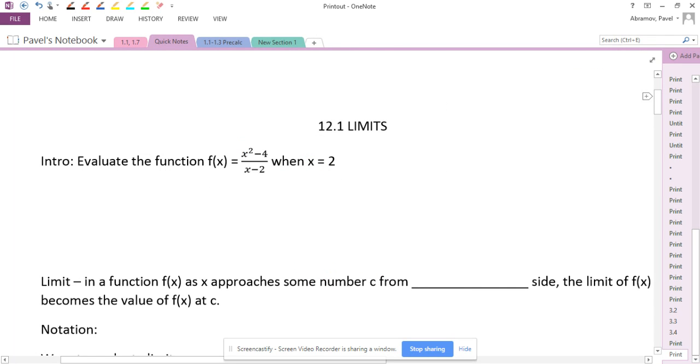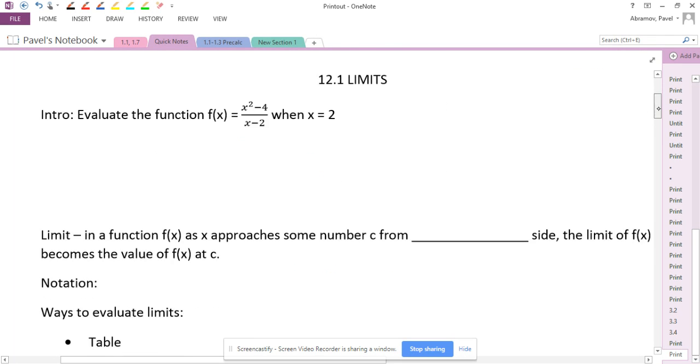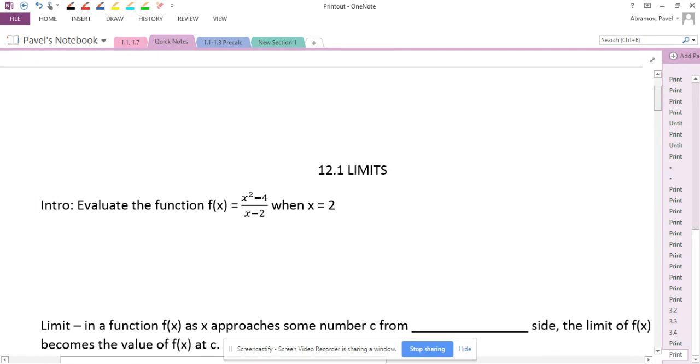Hello, this is a video on section 12.1, which talks about limits. Today we're going to have our first introduction to limits.